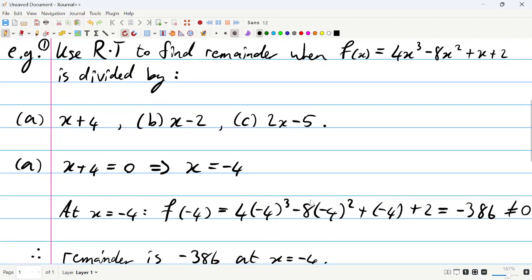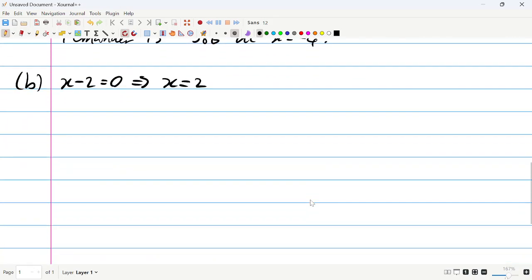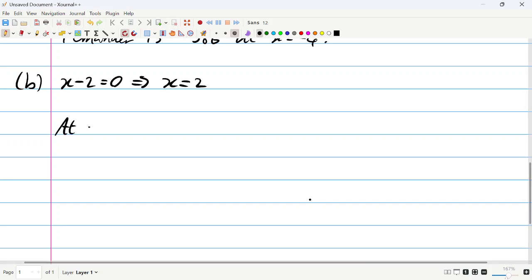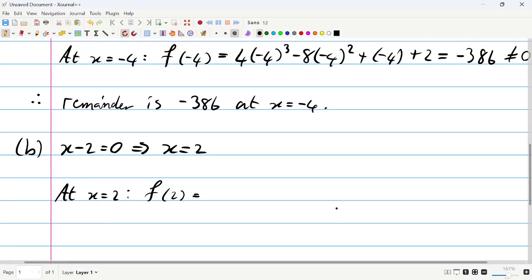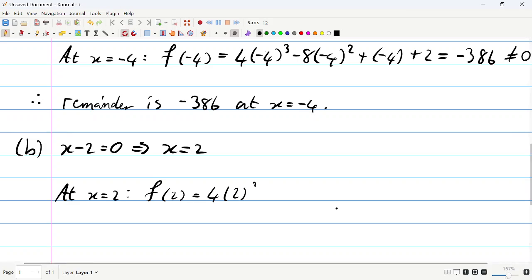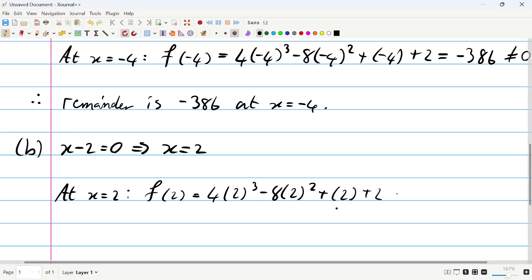So now we need to find the remainder. So we just need to plug that root in to the function. So at x equals 2, f of 2 is just equal to the function at x equals 2. So all we're going to do once again is just plug in 2. So it's going to be 4 into 2 raised to the power of 3 minus 8 into 2 raised to the power of 2 plus 2 plus 2. And what do we get as an answer? Our answer for this one will be 4.